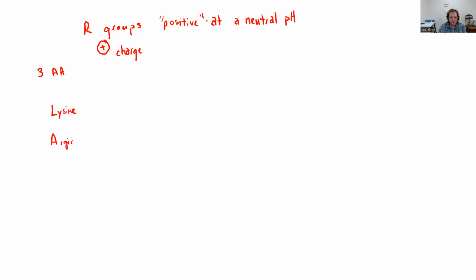Now, when it comes to this definition of positive, what we're thinking about is positive at a specific time, and that unique thing is at a neutral pH. These R groups will have a positive charge. The three proteinogenic amino acids that we're talking about, three AAs, are lysine, arginine, and finally, histidine.